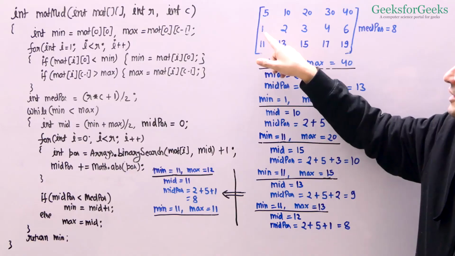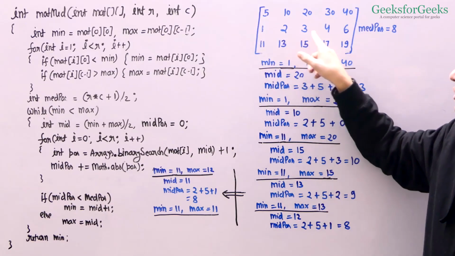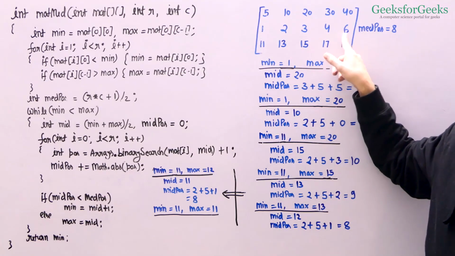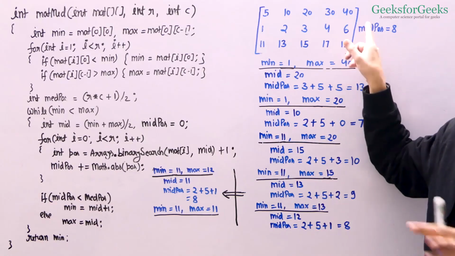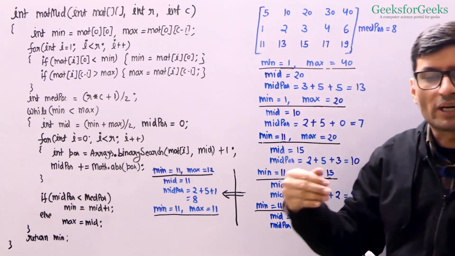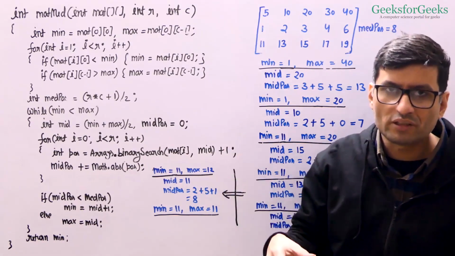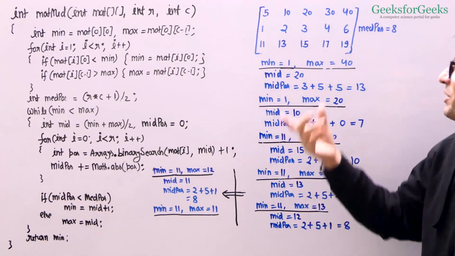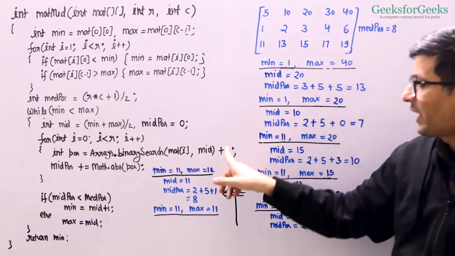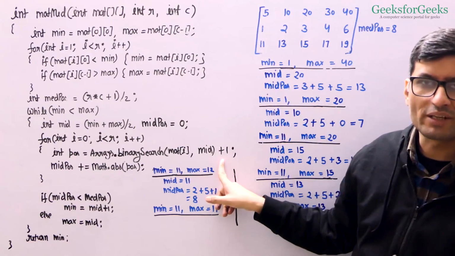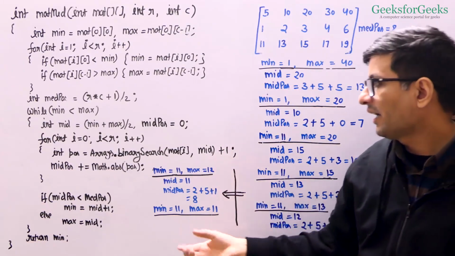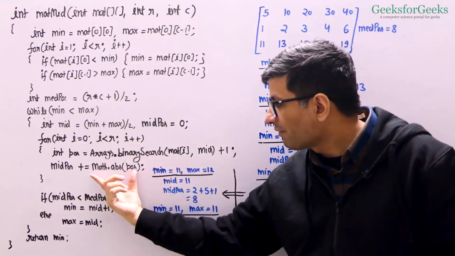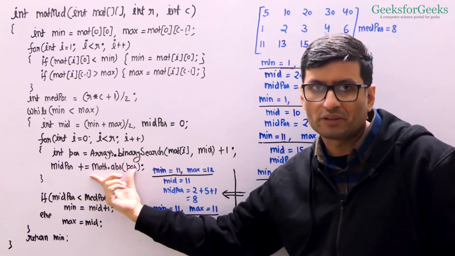So 20 would have been inserted at position 0, 1, 2, 3, 4 and then 5, right? Because all the elements are smaller. Then the binary search function returns 1 to it, so it makes it 6 and returns minus 6. Now what are we going to do? We are going to add 1 to minus 6, so we get minus 5, right? And since we may get a negative value, we are taking the absolute, right?